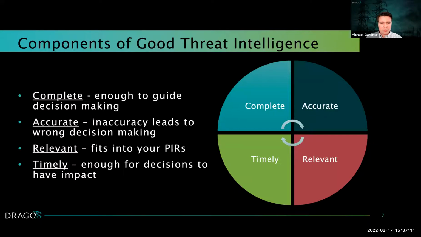So complete is pretty self-explanatory. We're talking about sufficiently complete intelligence to guide decision-making. Accurate, again, pretty self-explanatory. Wrong leads to wrong decisions, like we talked about above. And relevant, I actually once heard our Vice President of Intelligence here at Dragos, Sergio, describe this as threats to home routers are not necessarily relevant to a cookie factory, and I think that really sums it up well. And then timely enough for the decision to have made an impact, right?